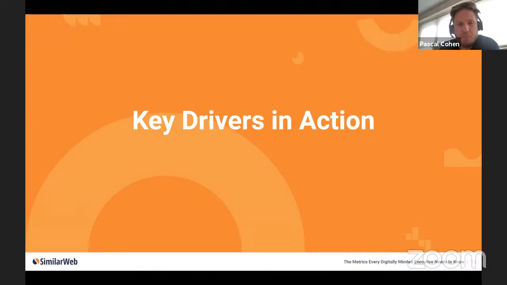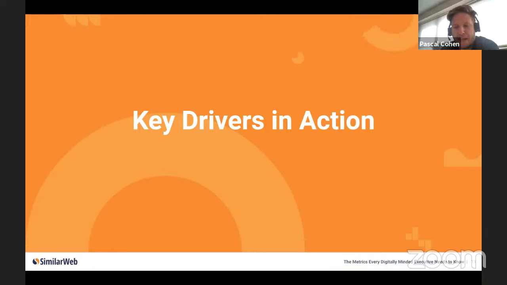Chloe already positioned the key drivers and some of these North Star KPIs that we see are very important for the specific industries or business models that we earlier described. What I'm going to do now in the next 15 to 20 minutes, I'm going to show you some live examples and give you some ways on how we measure these key drivers.